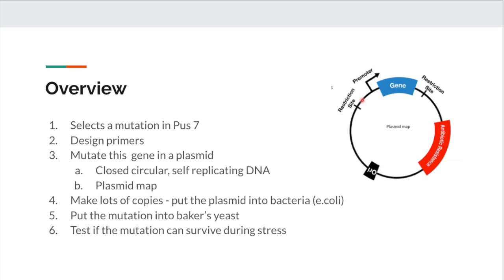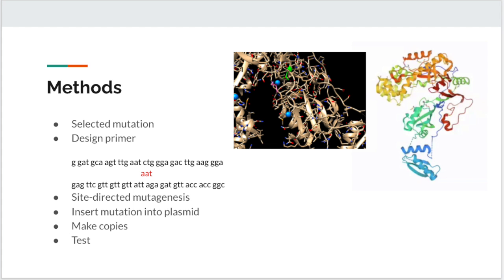So these are the methods that I used during my research. So first, I selected a mutation on Pus7 using a program called Chimera. And on the right photo, this is a picture of the Pus7 gene structure. And on the left, this is the Chimera program and where I chose to do my mutation. And so I chose to do my mutation in the green area, and then I designed primers for it.